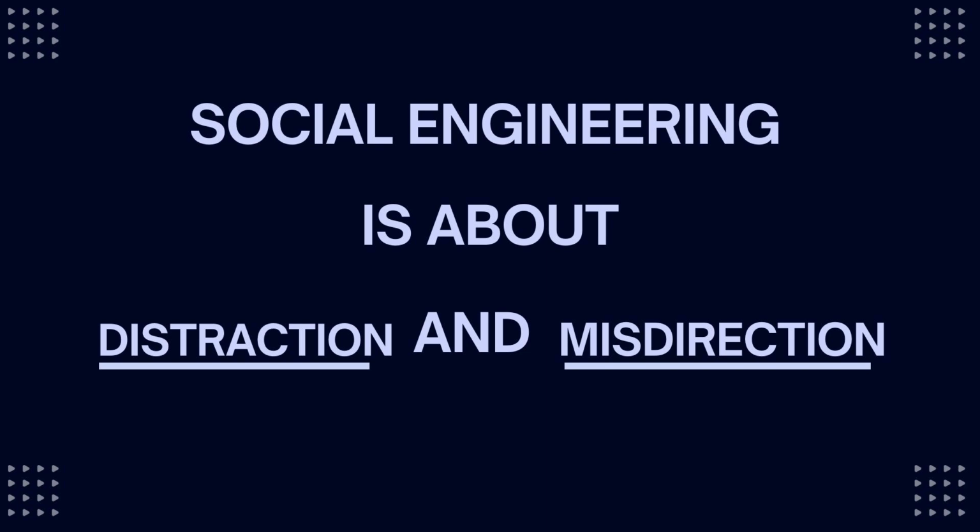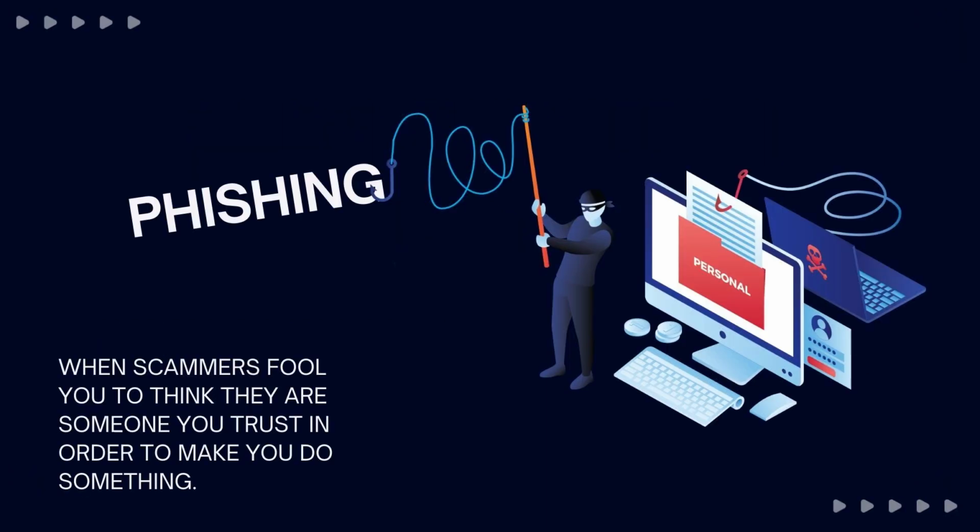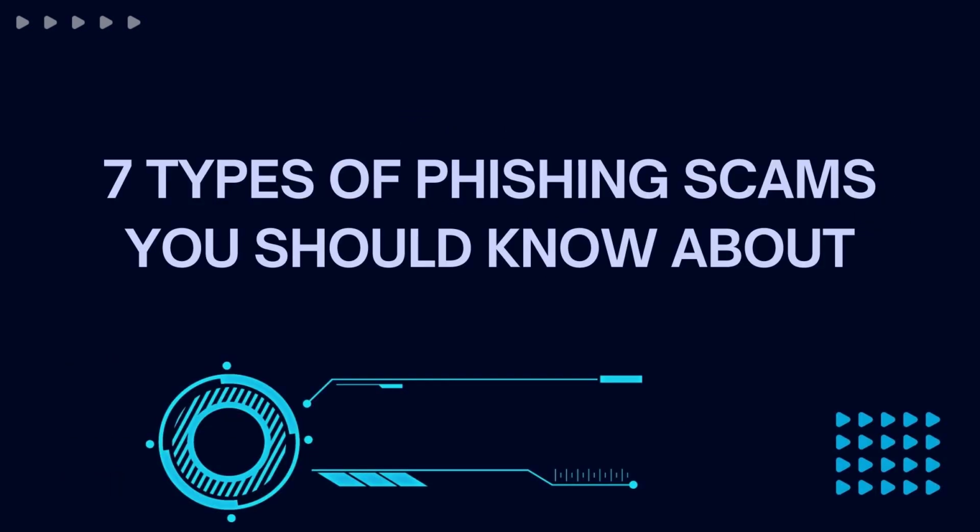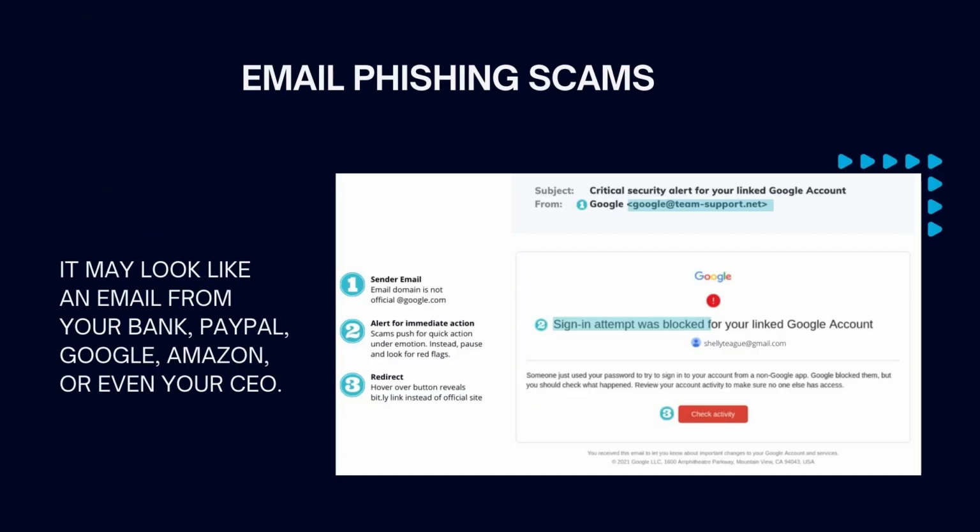Now let's see what phishing is. It's when a scammer fools you into thinking they are someone you trust in order to make you do something, like a bank or one of your personal connections. Now we will see the 7 types of phishing scams that everyone should know about. So let's start with the first one. First is the email phishing scam.